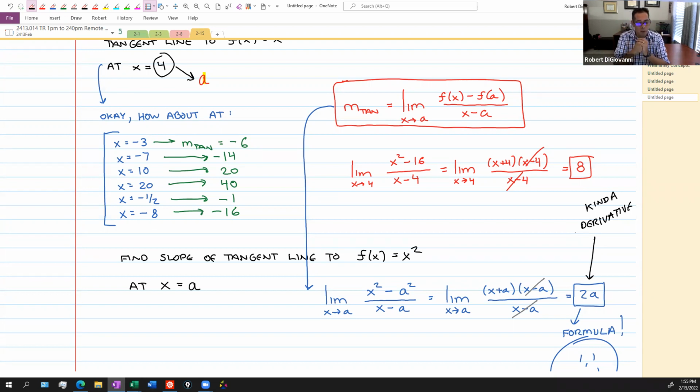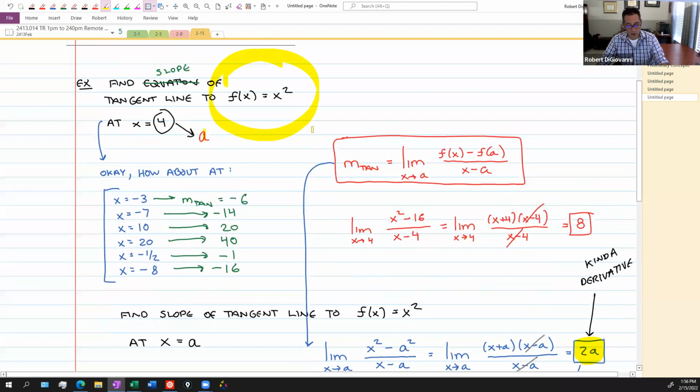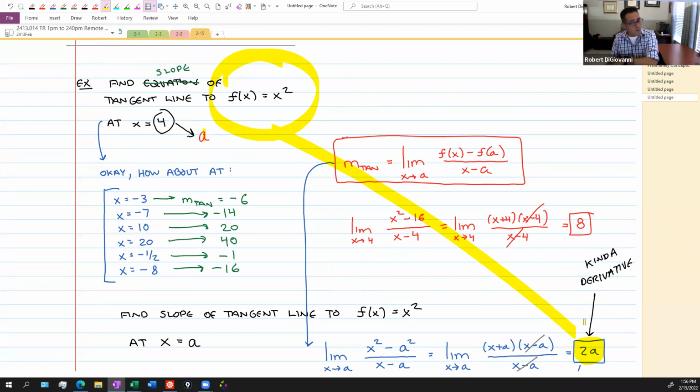All right. Now, do you all understand that 2A gives us the slope of the tangent line at any value of A, but only for this function x squared, right? Like if I give you a different function, then you're going to have a different formula. It's not going to be the same formula. It's going to be different because the shape of the graph is going to be different. Make sense?